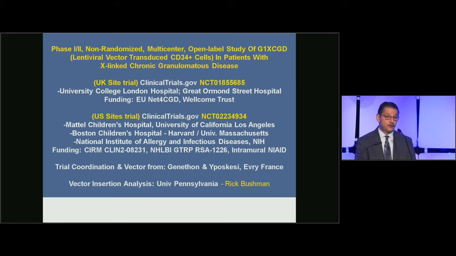And so based on those preclinical studies, studies were launched in parallel in the UK and in the US. In the UK, the studies were done at University College London and Great Ormond Street Hospital; in the US at Mattel Children's Hospital, UCLA, Boston Children's Hospital at Harvard, and the NIAID in the clinical center at the NIH. As I said, the vector was made by Genethon and Ypsilanti, and vector integration site analysis that I'll show you was done by Rick Bushman at University of Pennsylvania.